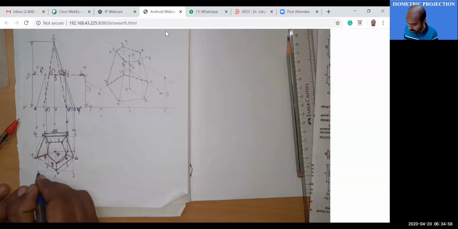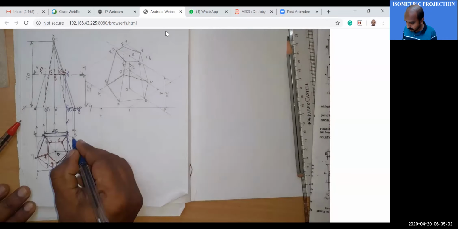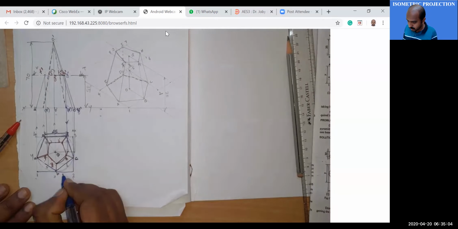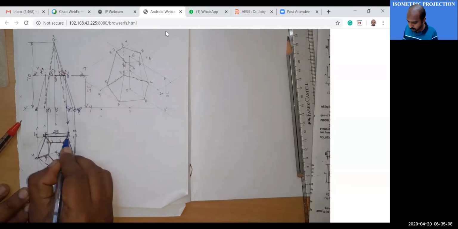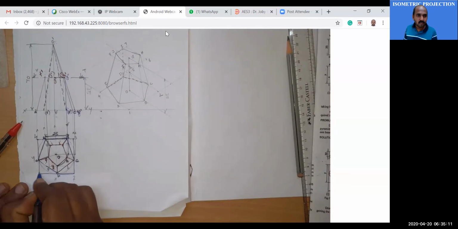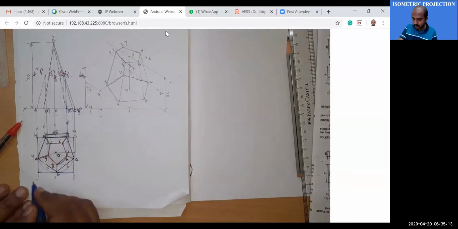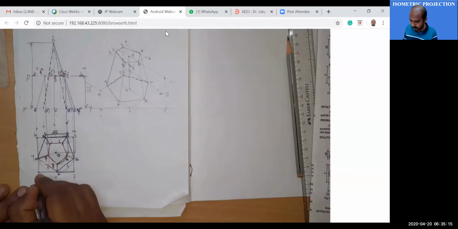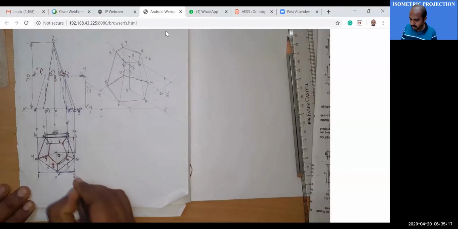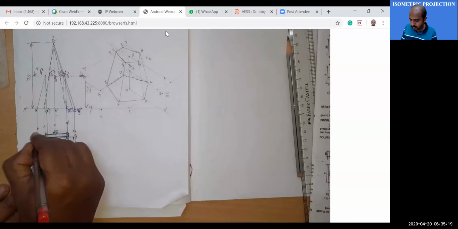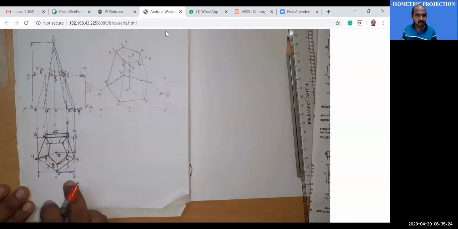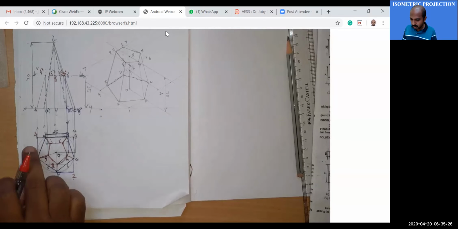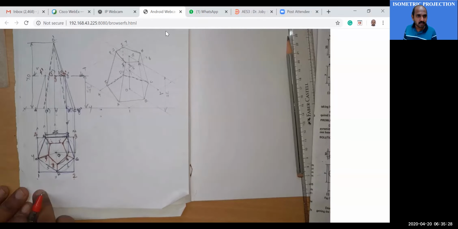So draw lines passing through B, C. Actually, it is not a square. It is actually a rectangle. So you can name it: this is 1, and this is 2. This is 3, and this is 4. So it's a rectangle 1, 2, 3, 4. So now you have enclosed the bottom pentagon.